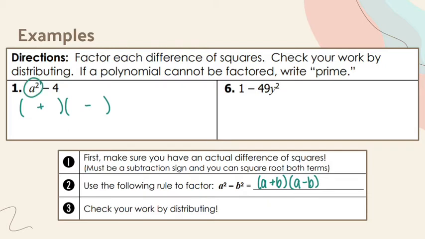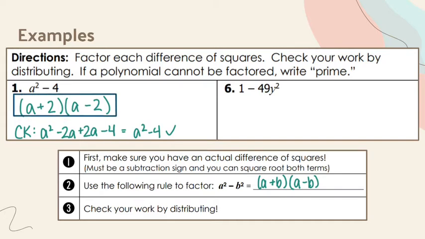And then we take the square root of a squared. That's just a. That will be our first term in both binomials. Then the square root of 4 is 2, which will be our second term in both binomials. We check our work by distributing, or the FOIL method. So a times a is a squared, a times negative 2 is negative 2a, 2 times a is positive 2a, and 2 times negative 2 is negative 4. This will simplify to a squared minus 4, which is what we started with, which means we did get the correct answer.